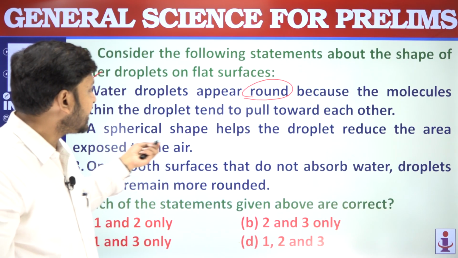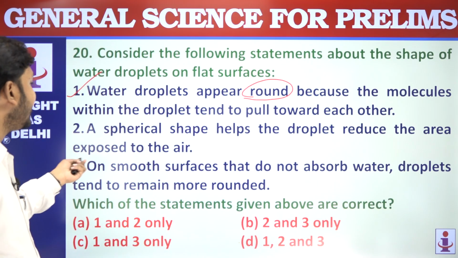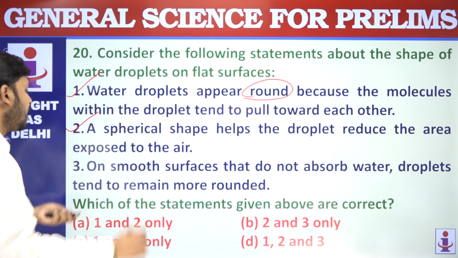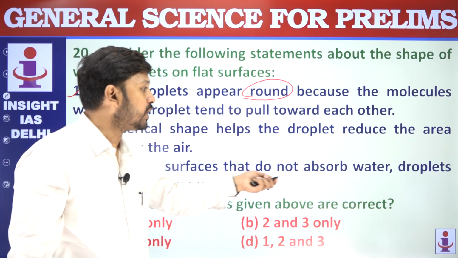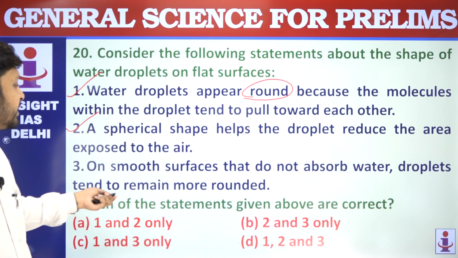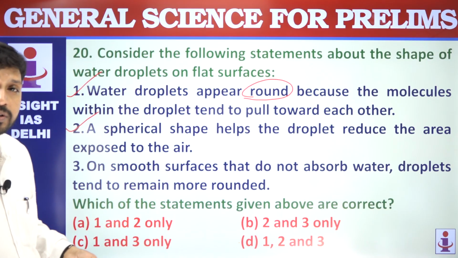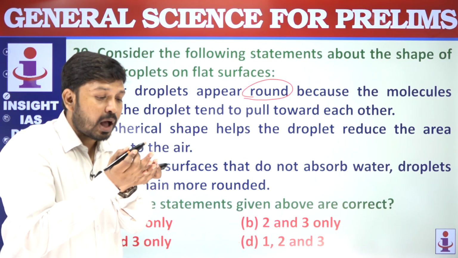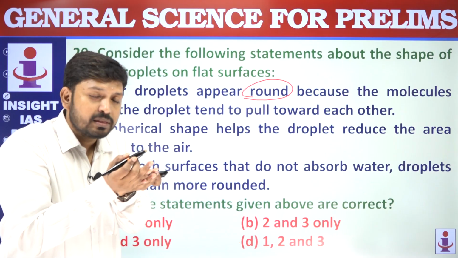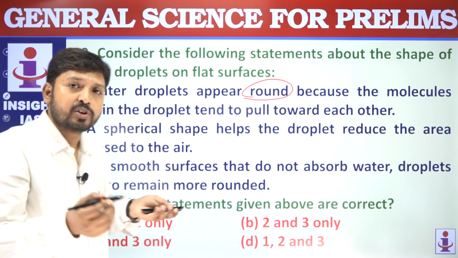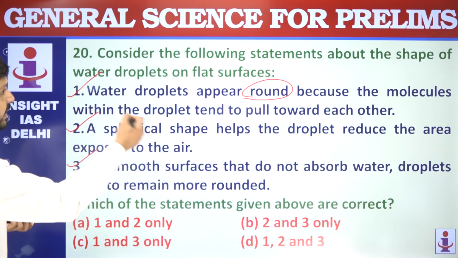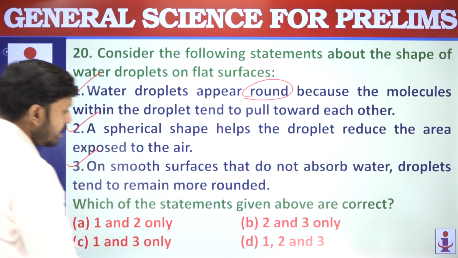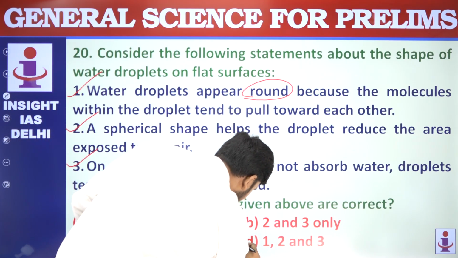Next one: a spherical shape helps the droplet reduce the area exposed to the air. This we have also seen. On smooth surfaces that do not absorb the water, droplets tend to remain more round. This is also right, because if the surface is absorbing, the water will sink in and spread. So all three are right, and they are asking for the correct statement. So 1, 2, 3: D is the right answer.